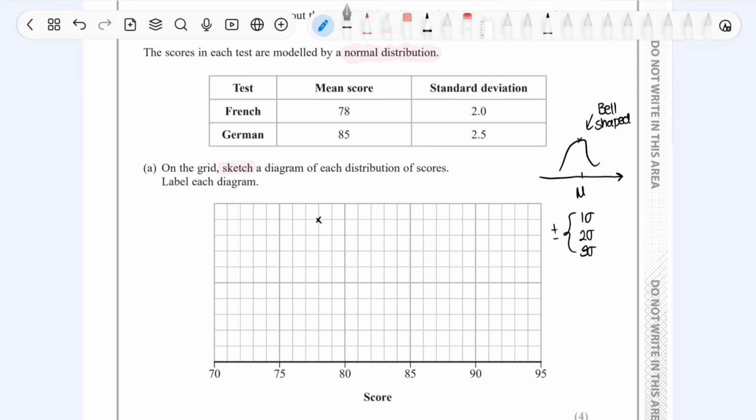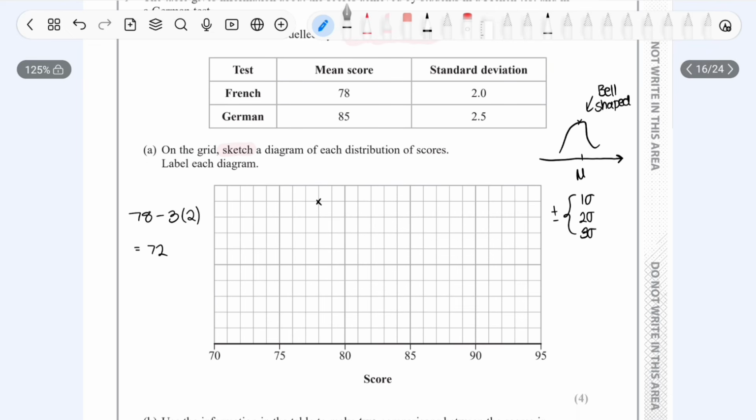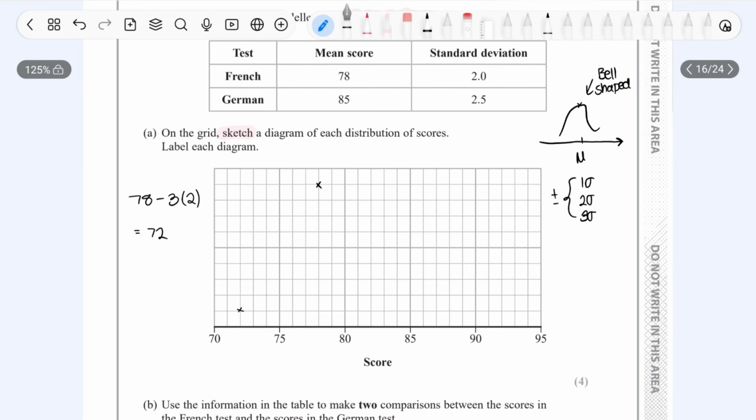Now we need to look at our tails. Each bell-shaped curve has a tail, and for the lower tail we're going to have to look 3 standard deviations to the left. Now that would be 78, subtract 3 lots of the standard deviation, and we're given the standard deviation is 2, which is equal to 72. So that's going to be roughly where we're going to try and aim for, and around here. And then I'd want to mark out the upper tail, which would be 78 plus 3 standard deviations, which would give us 84. So we're going to mark that here.